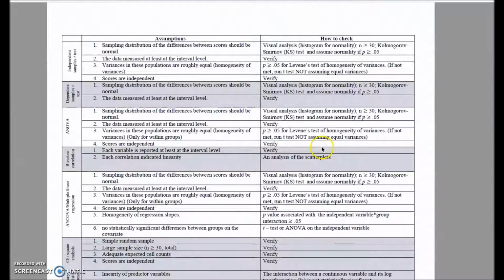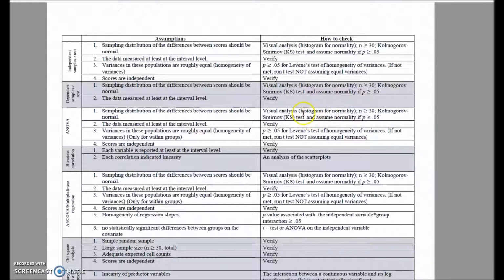So here is the assumption chart. Remember how we had 4 assumptions for independent and then we had assumptions for dependent. So in the same way, we have assumptions for ANOVA. We have the assumption that the sampling distribution of differences between the squares should be normal, which is again the normality. We have the KS test. We have the visual analysis through the histogram.